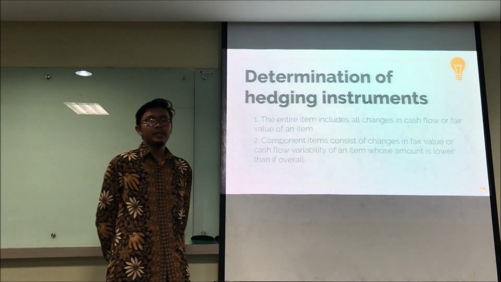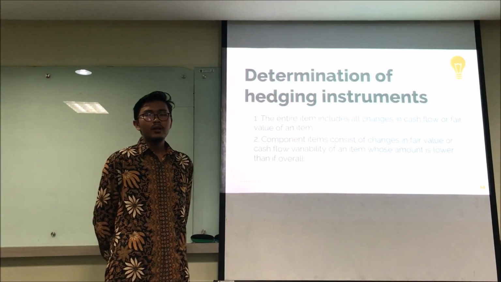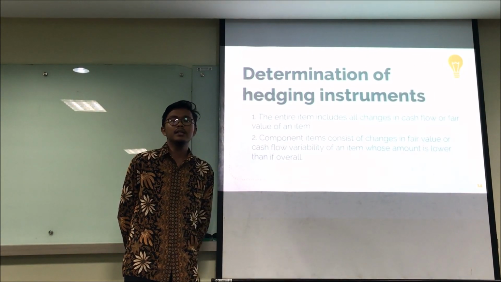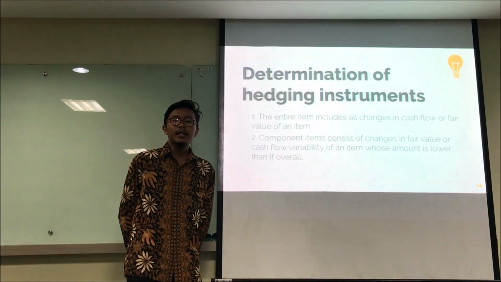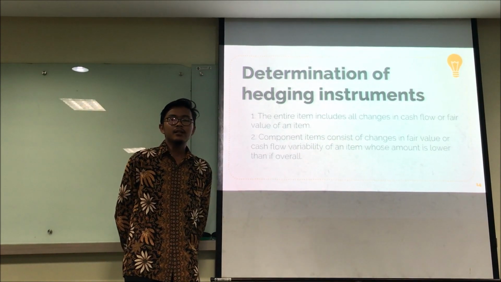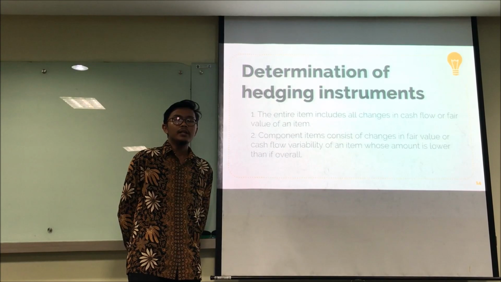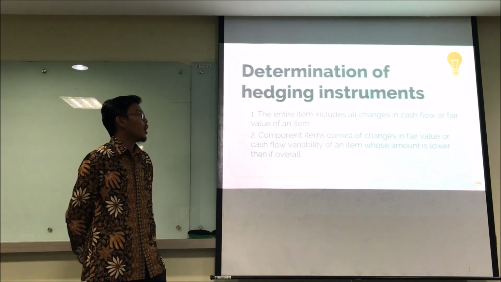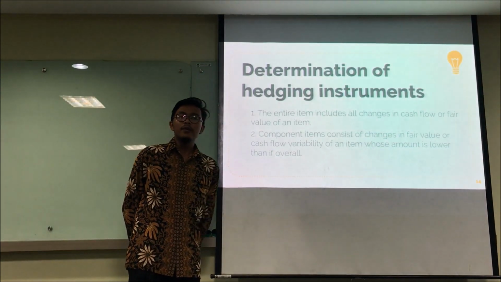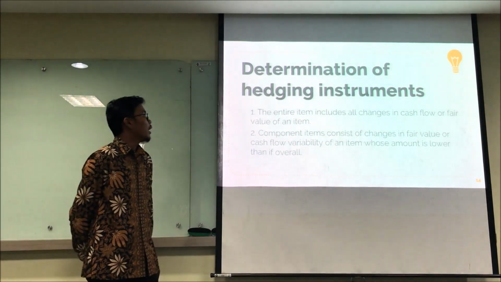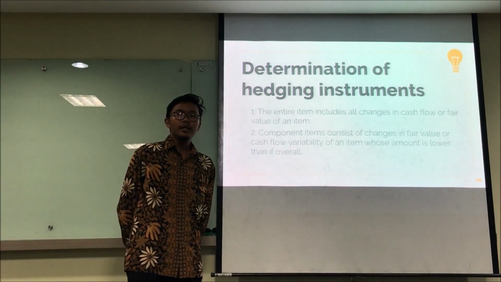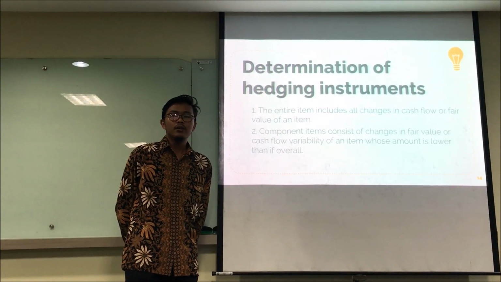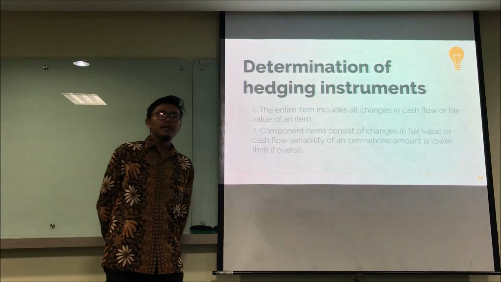Next, determination of the hedged item. In general, there is a measure of fair value for the hedging instrument as a whole, and the factors that cause change in its fair value are highly related. The entity can designate an overall item or a component of an item as the hedged item. The entire item includes all changes in cash flow or fair value of an item. Component items consist of changes in the fair value or variability of cash flow of an item whose amount is lower than if overall.